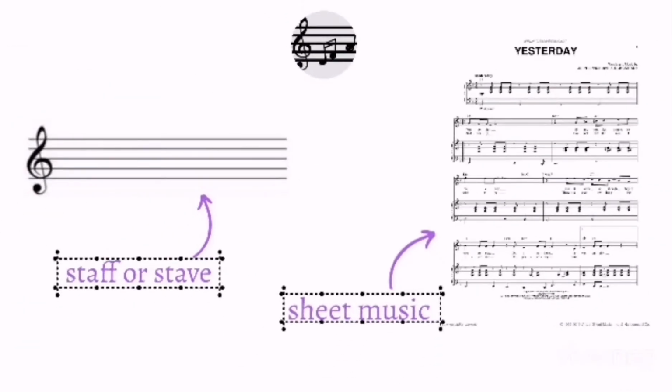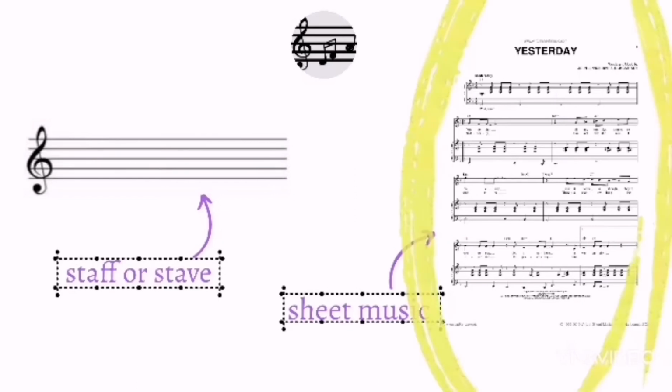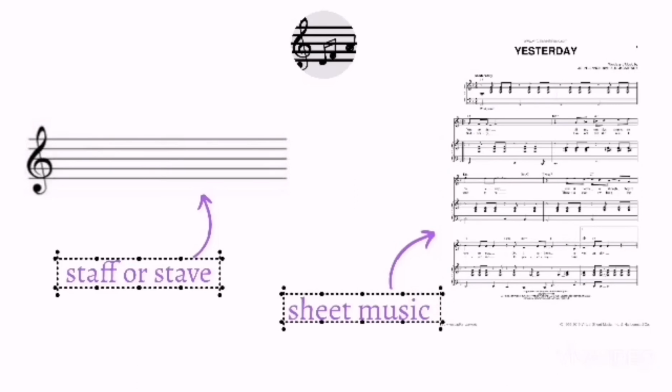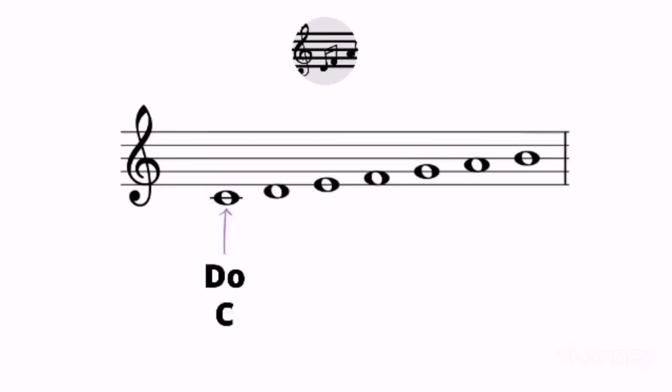Now that you know the fundamental notes, I will show you what a sheet music looks like. This is an example of a sheet music from a song named Yesterday. The staff is an essential part of a sheet music, which has 5 lines with spaces between them.